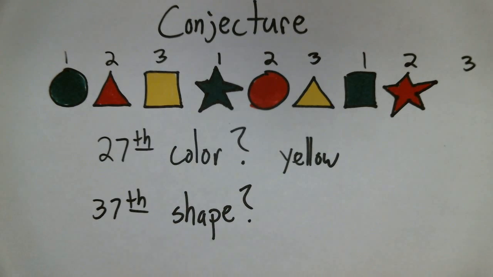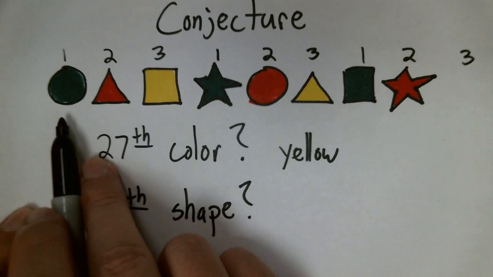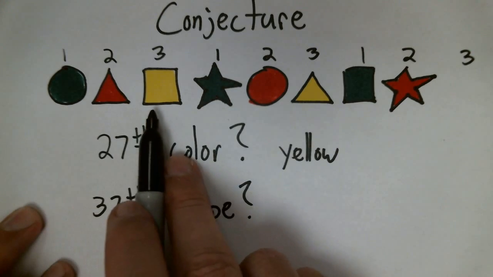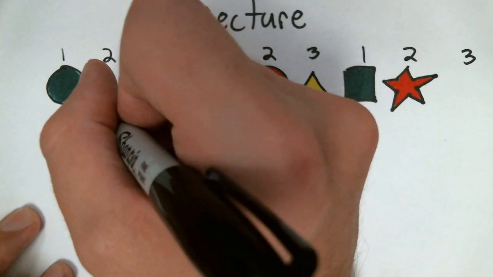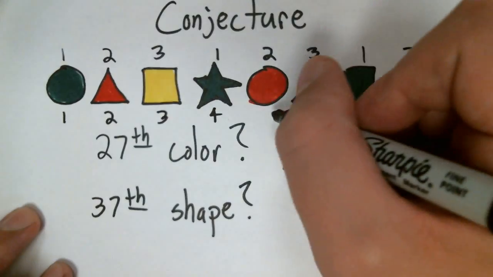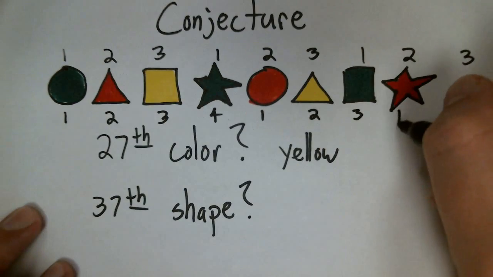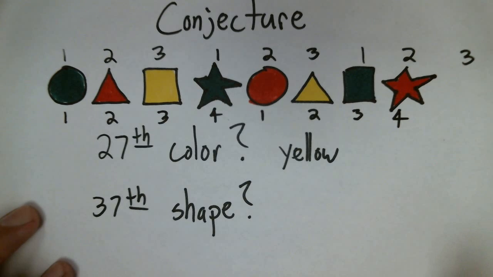Okay, now I need to number my shapes. I'm going to do this down below. How many shapes do I have? I have circle, triangle, square, star. So 1, 2, 3, 4. I have 4 different shapes.